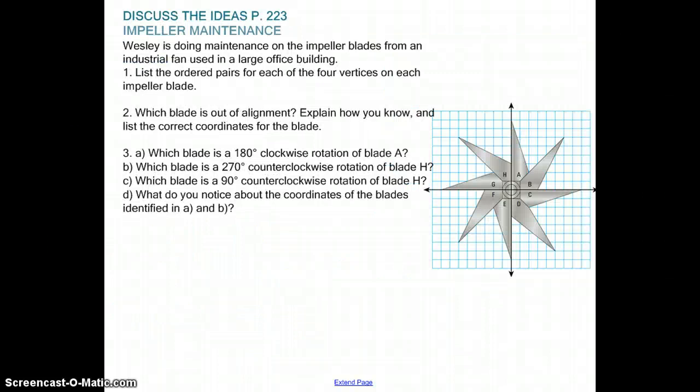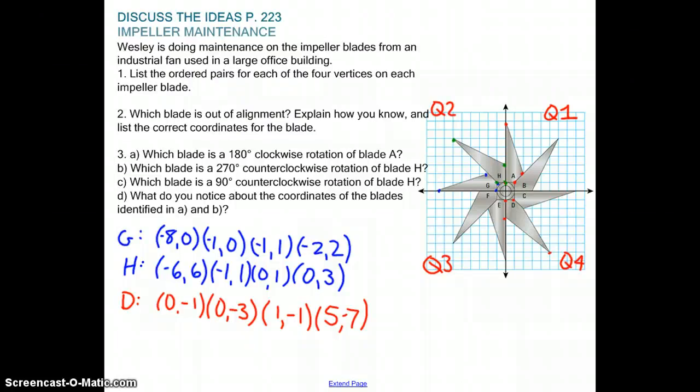Then we're going to go to discuss the ideas on page 233, impeller maintenance. Wesley is doing maintenance on the impeller blades from an industrial fan used in a large office building. List the ordered pairs of each of the 4 vertices on the impeller blade. So each of the 4 vertices means each one of these has 4 vertices. So go ahead and tell me the vertices for each of them. If there's more than one person in your class, split them up among your class members and then compare your results. So I did G, H, and D here for you.